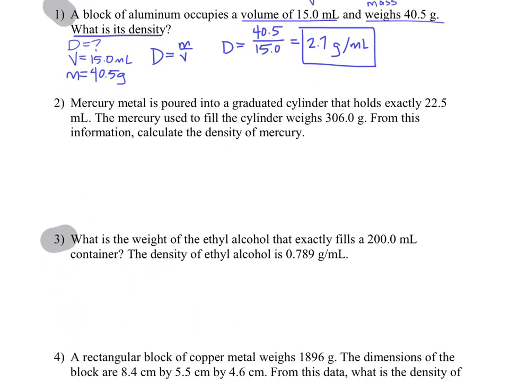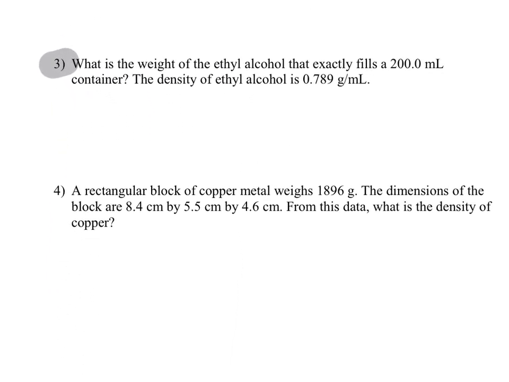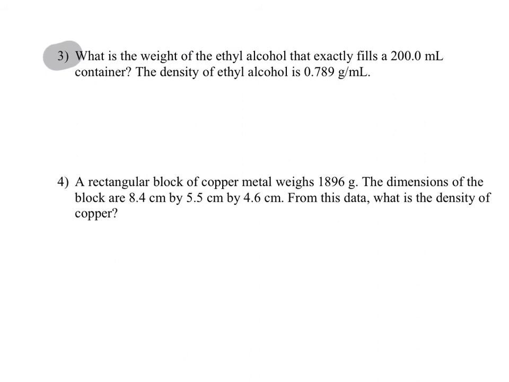Okay, let's look at another example. Example number 3 here. Again, I encourage you to pause the video, try to solve this on your own, and then resume the video when you'd like to check your answer. So here it says, what is the weight of the ethyl alcohol that exactly fills a 200 milliliter container? The density of ethyl alcohol is 0.789 grams per milliliter.